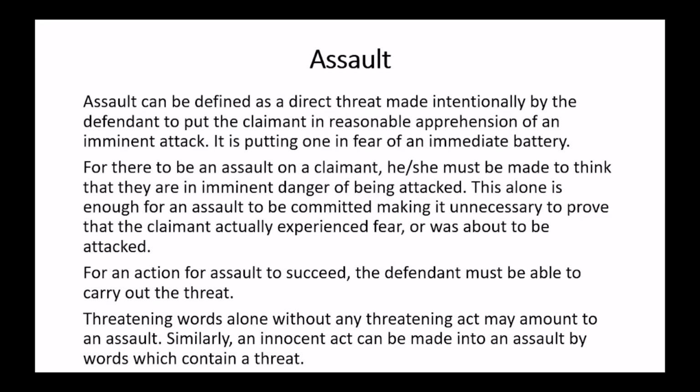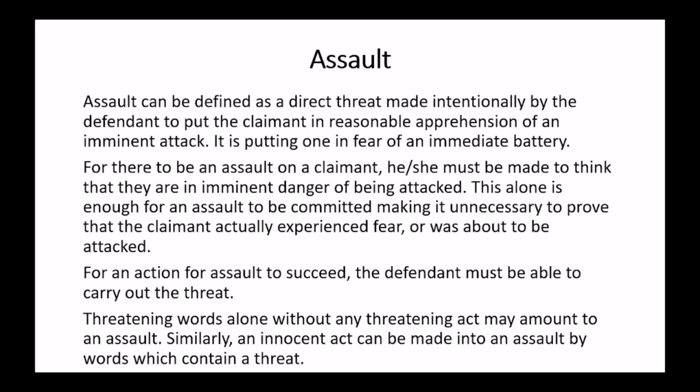So let's begin with the first one, which is assault. Assault can be defined as a direct threat made intentionally by the defendant to put the claimant in reasonable apprehension of an imminent attack. It is putting one in fear of an immediate battery. For there to be an assault on a claimant, he or she must be made to think that they are in imminent danger of being attacked. This alone is enough for an assault to be committed, making it unnecessary to prove that the claimant actually experienced any fear or was about to be attacked.